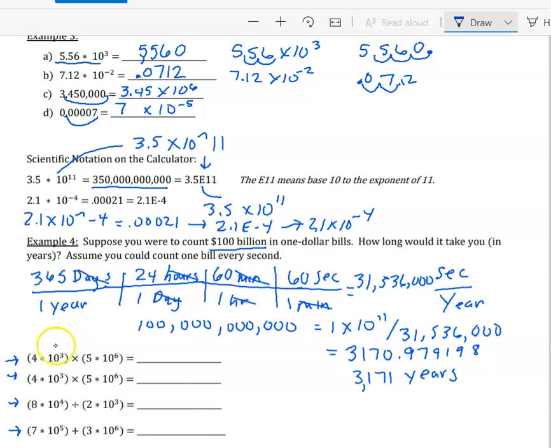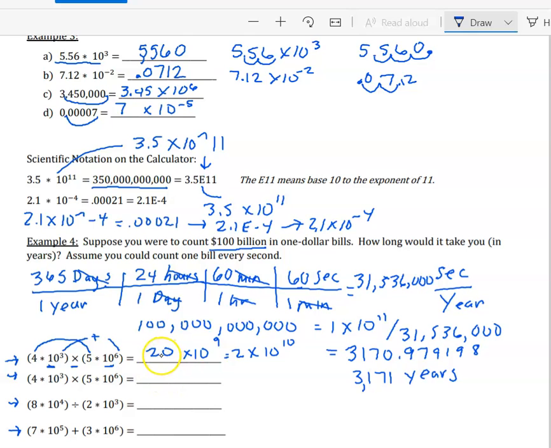But there are some tricks if you don't want to use your calculator. You could take 4 times 5, which is going to give me 20. And then when you multiply, as long as we have the same bases, you add the exponents. So you would do 3 plus 6, which would get us 10 to the 9th power. Now this is not in scientific notation. If we wanted it in scientific notation, the number in front would need to be between 1 and 10, at least 1 and up to 10, not greater than 10, sorry. So we would have to change that to 2 times 10 to the 10th.